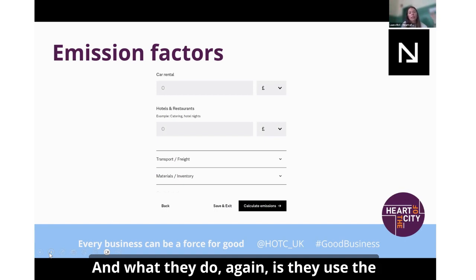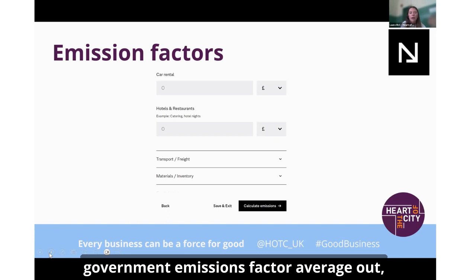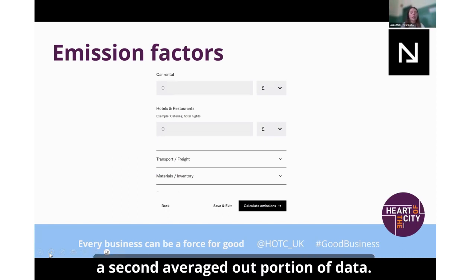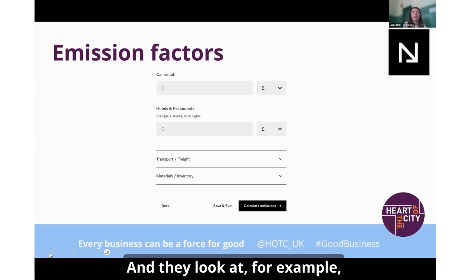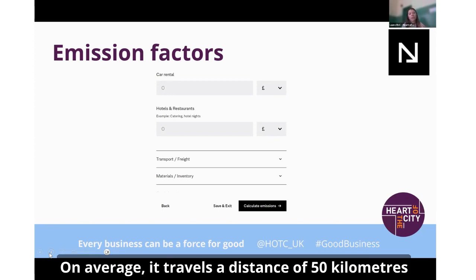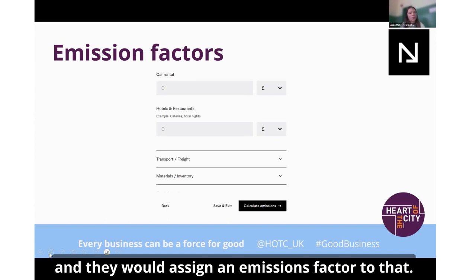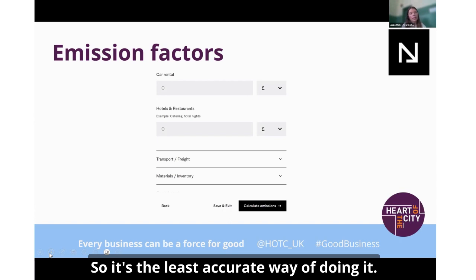And what they do again is they use the government emissions factor, average it out, but they also have a second averaged out portion of data. They look at, for example, a £10 train ticket, which on average travels a distance of 50 kilometres, and they would assign an emissions factor to that. So it's the least accurate way of doing it.